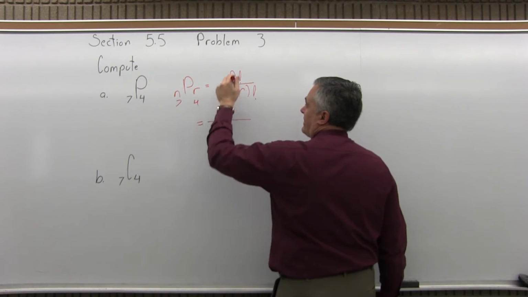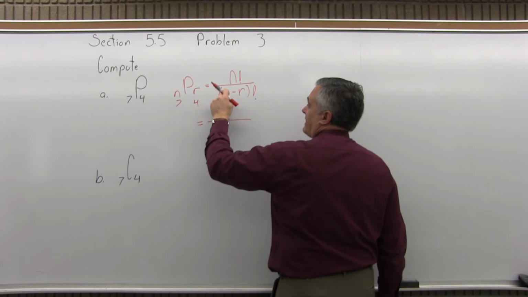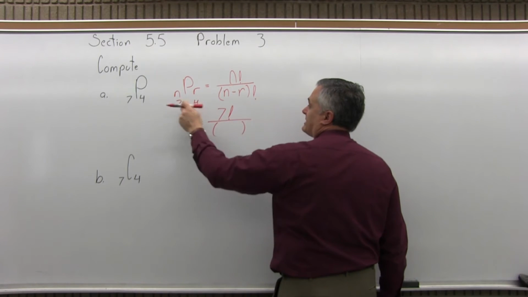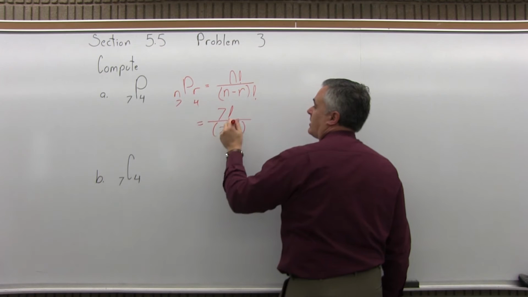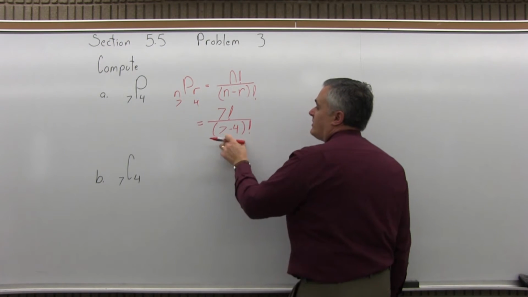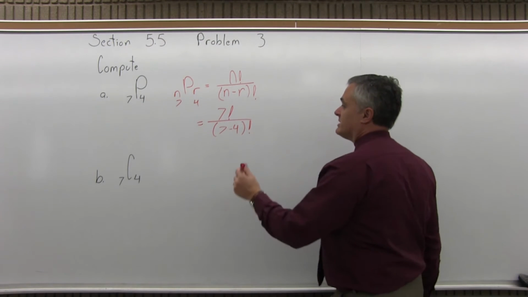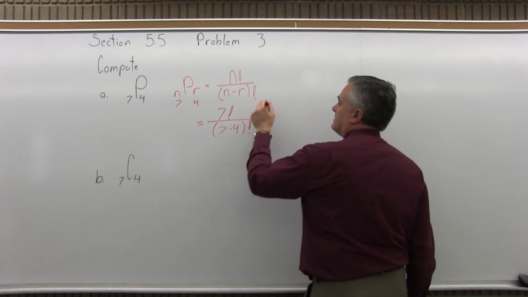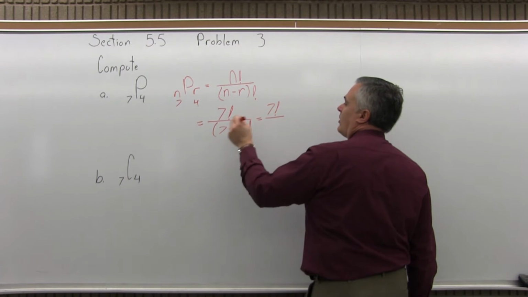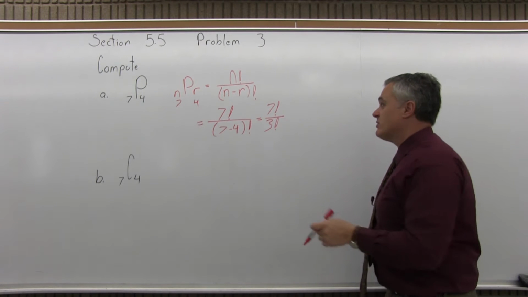So we have n factorial will be 7 factorial, and then in the parentheses, n minus r will be 7 minus 4 factorial. And with any type of math, when you have any sort of parentheses, you need to do your work in parentheses first. So this will be 7 factorial over 7 minus 4, which is 3 factorial. And now you can do out the factorials.